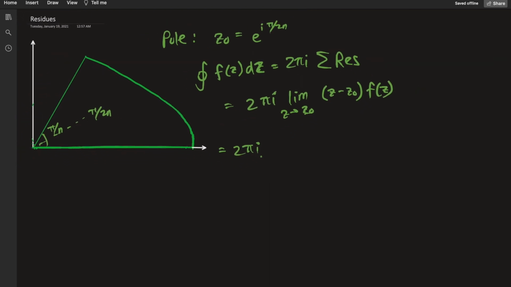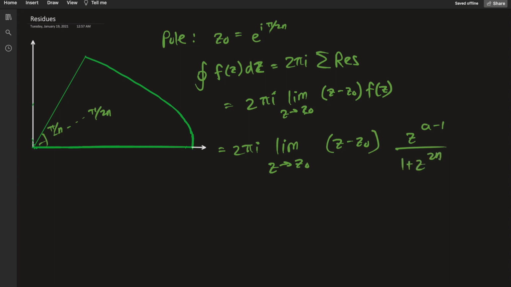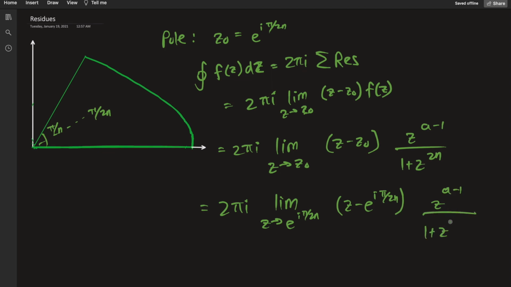So, limit as z goes to z0 of z minus z0 times f of z. Well, f of z I can just substitute directly as z to the a minus 1 over 1 plus z to the 2n. I can make a substitution for z0 as well. So z goes to e to the i pi over 2n, of z minus e to the i pi over 2n, times z to the a minus 1 over 1 plus z to the 2n.